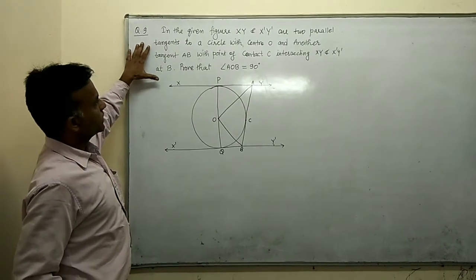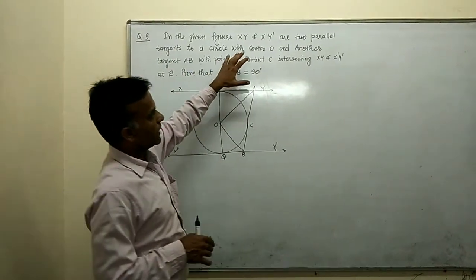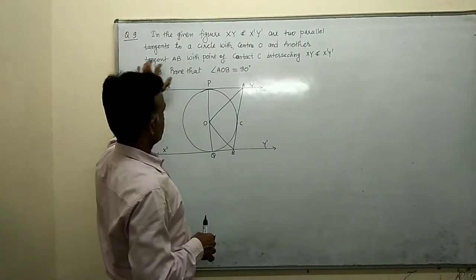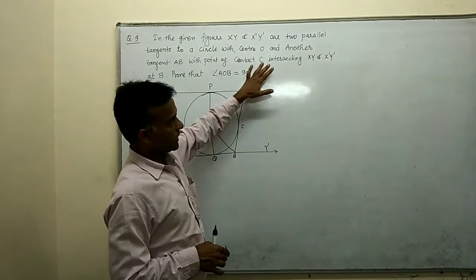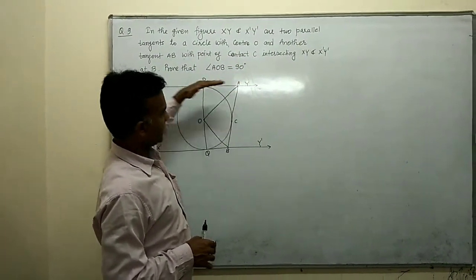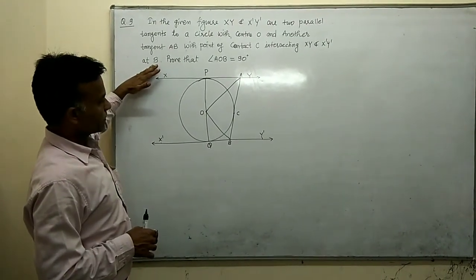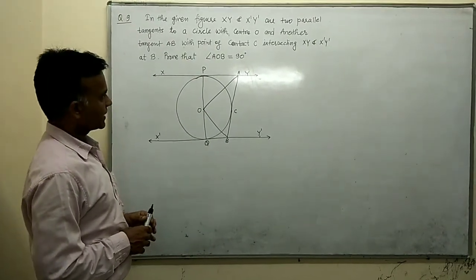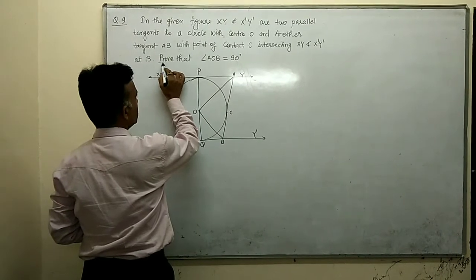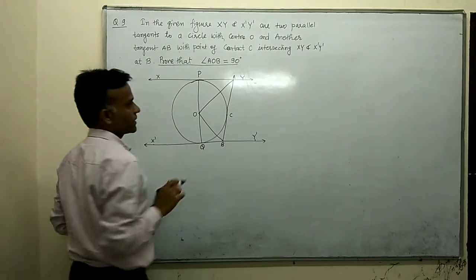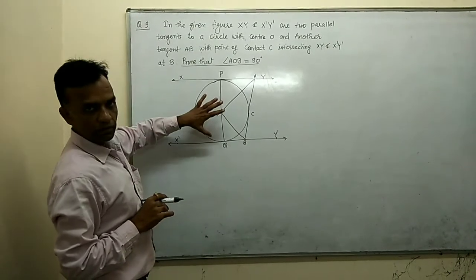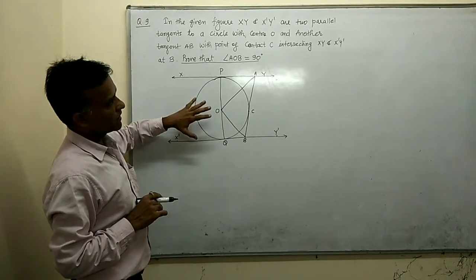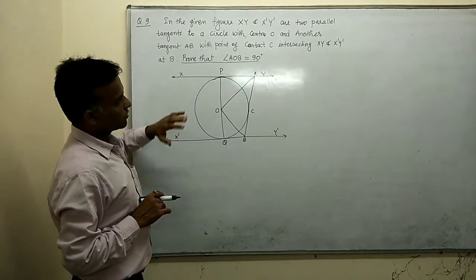Okay, the next question is: in the given figure, XY and X'Y' are parallel tangents to a circle with center O, and another tangent AB with point of contact C intersects XY and X'Y' at A and B. Then prove that angle AOB is 90 degrees. Okay, the figure is given, so there is no requirement to draw the figure. If any type of construction is needed, you do it here and then continue the question.